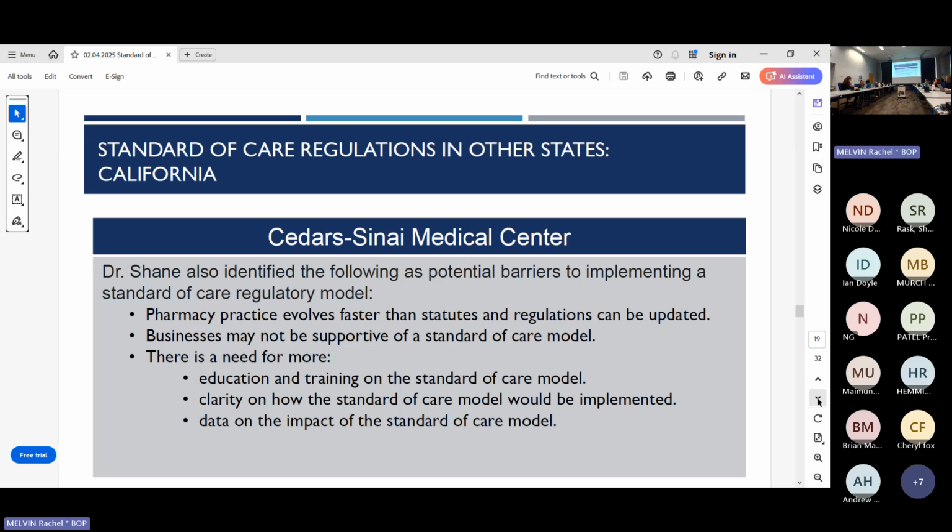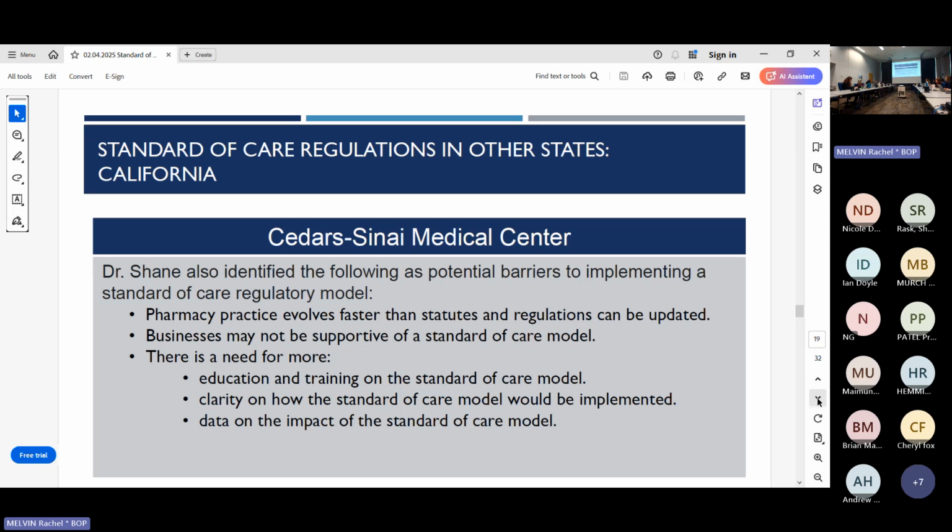And along with that, there are some complementary barriers that were identified to implementing a standard of care regulatory model. Pharmacy practice evolves faster than statutes and regulations can be updated, and businesses may not be supportive of a standard of care model. Also, insurance may play in the mix as well in terms of who recognizes pharmacists as providers and what services they're allowed to provide, etc.